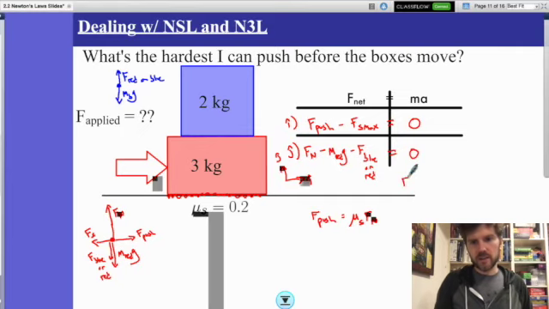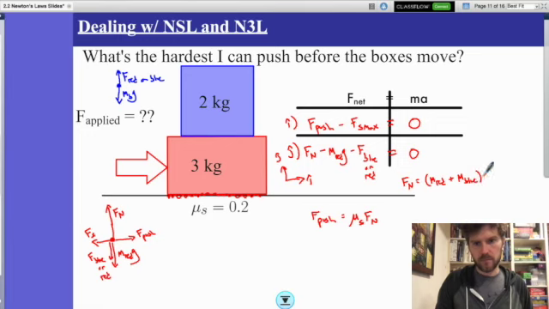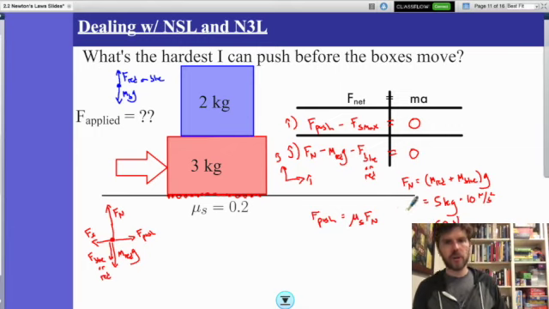So if I take this, I can say that F_N is going to be equal to m red plus m blue times g. If you imagine the normal force is what a scale would read, if you put a 2 kilogram box on top of a 3 kilogram box, it looks like a 5 kilogram box. We'll just take gravity to be 10 here. So this normal force is 50 newtons from the ground.